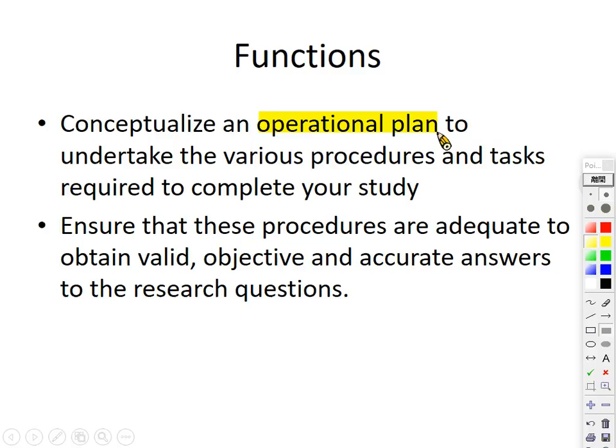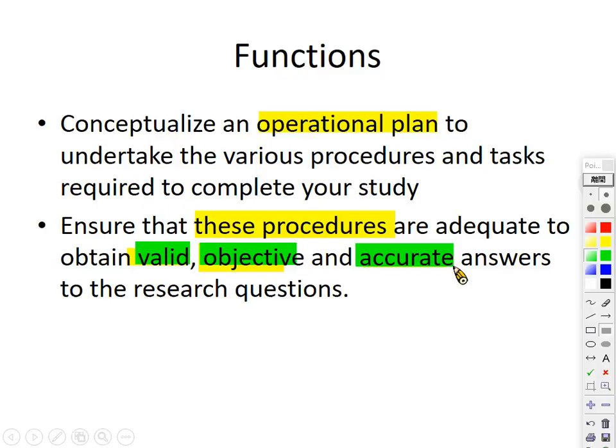Only you have designed this, then you can follow and you can have the answers. And you have to ensure these procedures are adequate to obtain valid, objective, and accurate answers. So this is not only an operational plan. You design it so that you want to make sure they can obtain, this is very important, valid, objective, and accurate answers to the research questions.